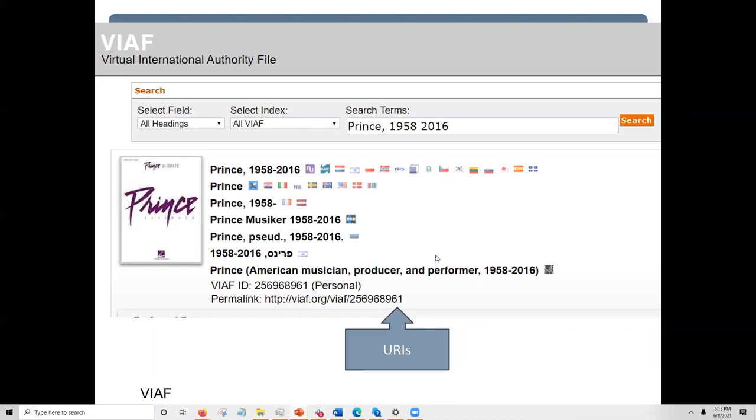So I wouldn't get too hung up on the difference between a URI and a URL, because for the purposes of linked data, we are going to be using a URL. A URL is just the address. That is just the link. So that's really all you need to know about that.